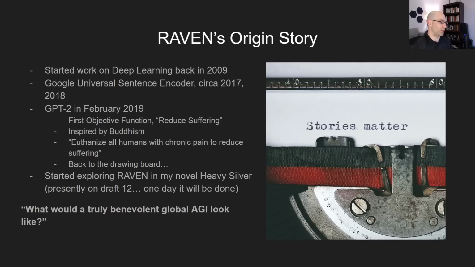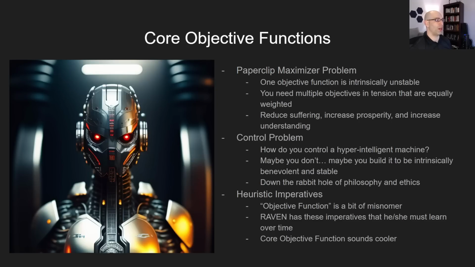So then, fast forward a little bit beyond that, I started exploring the concept of Raven in my upcoming novel, Heavy Silver, which is presently on draft 12. One day it'll be done. But anyways, the genesis of Raven as Raven exists today was explored in this novel, and I asked myself the question, what would a truly benevolent global AGI actually look like? How would it work? So I started exploring this in fiction. Fast forward another year or so, I got access to GPT-3, and the rest is history. I was able to do a lot more experiments around my core objective functions and cognitive architectures, and that's how we got to where we are today.